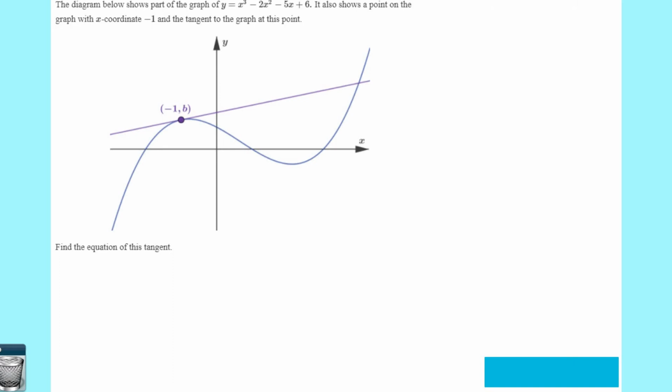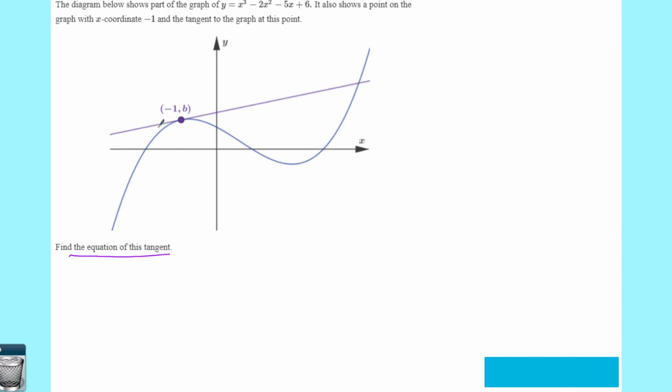Alright, so let's do this one. The diagram shows part of the graph. Let's see, it shows a point, okay, and with the x-coordinate and the tangent. Okay, so what do we want to find? We want to find this, the equation of the tangent. Alright, well, we know the x value is -1. That's all I got.